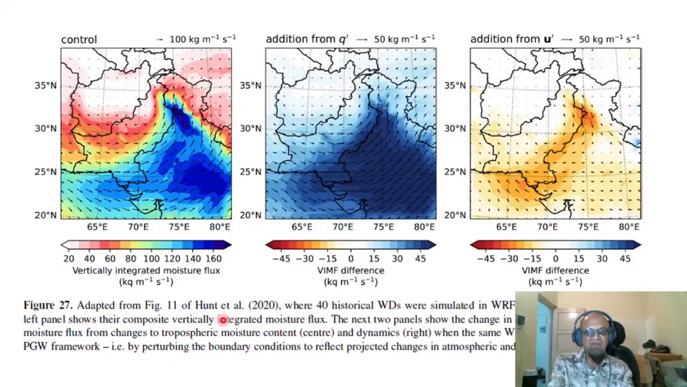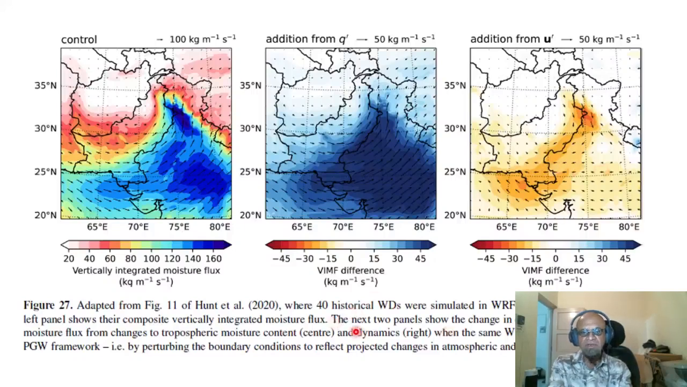Adapted from figure 11 of Hunt et al., where 40 historical WDs were simulated in WRF, which is the Weather Research Forecast model, a regional model, at a resolution of 20 kilometer, which is relatively high compared to the global models we have looked at. The left panel shows their composite vertically integrated moisture flux. So this is the control run, addition from Q prime and U prime, so humidity change and wind changes.